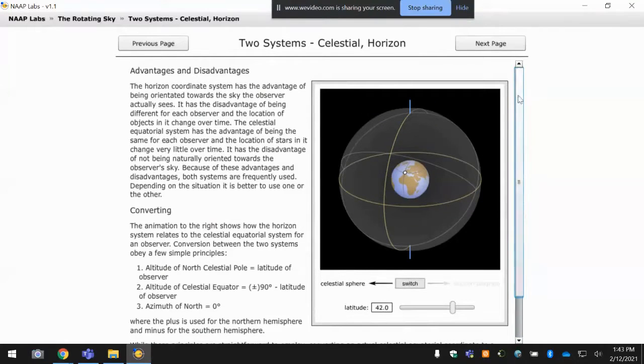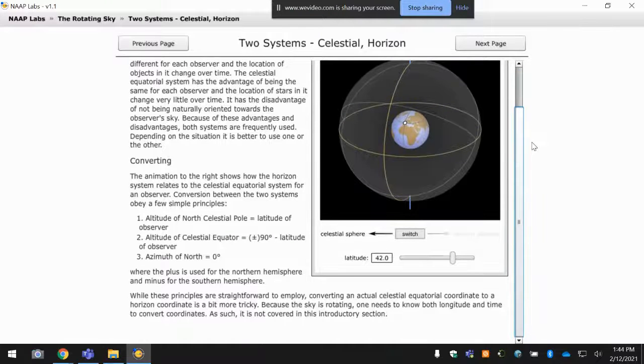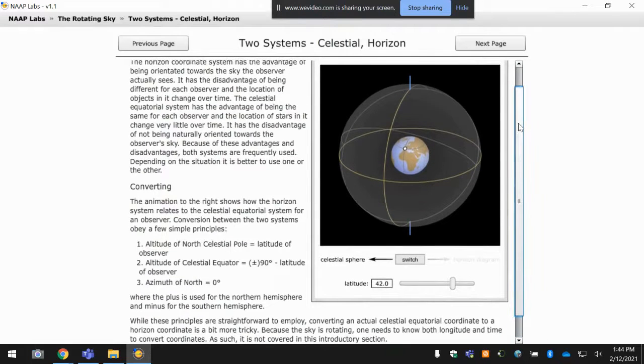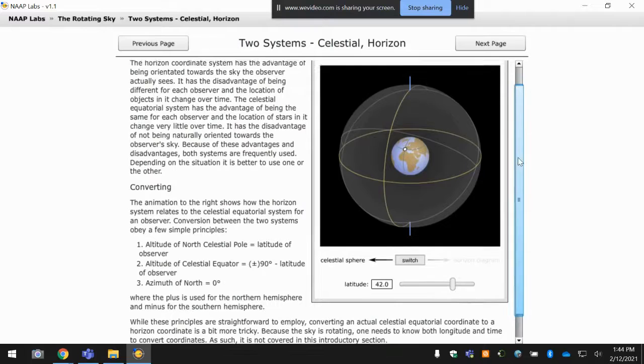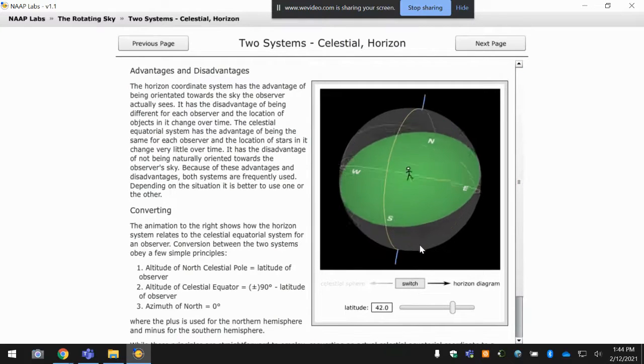Okay, everyone, here is the section that you need to see for the two systems, celestial and horizon. This is at 42 degrees latitude.